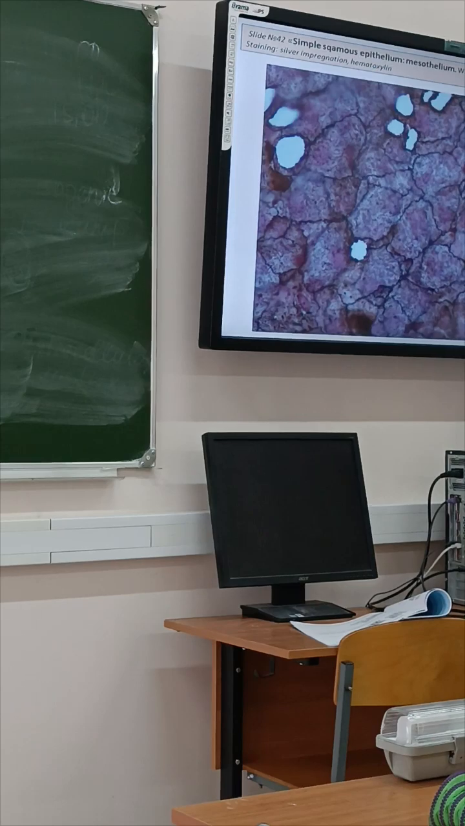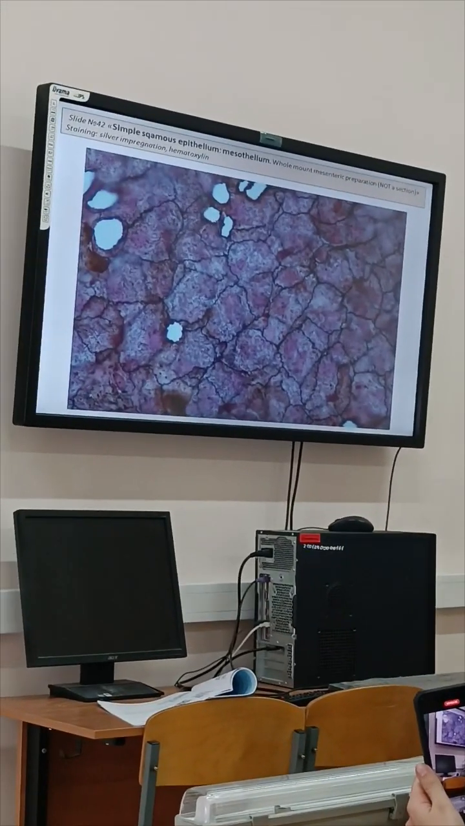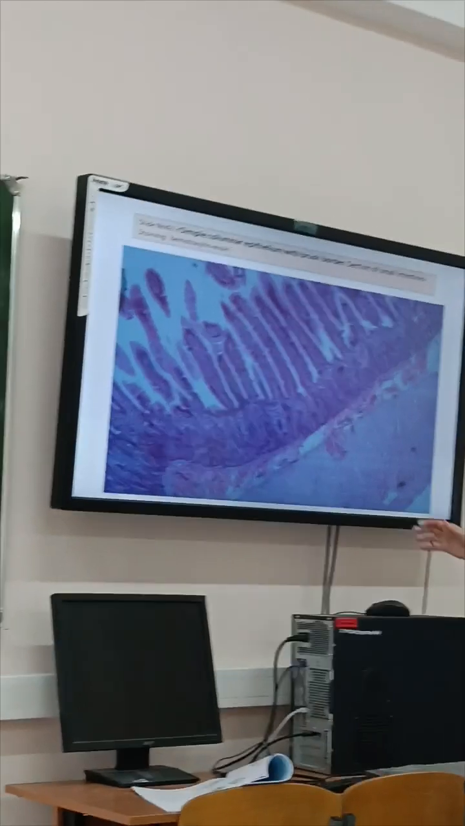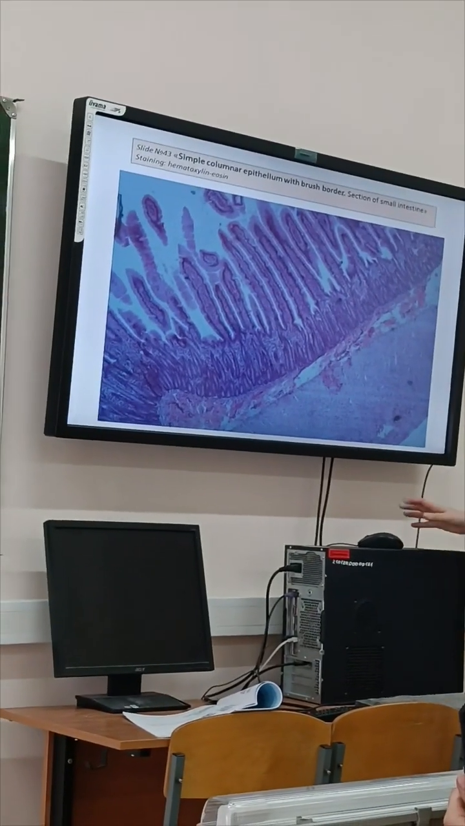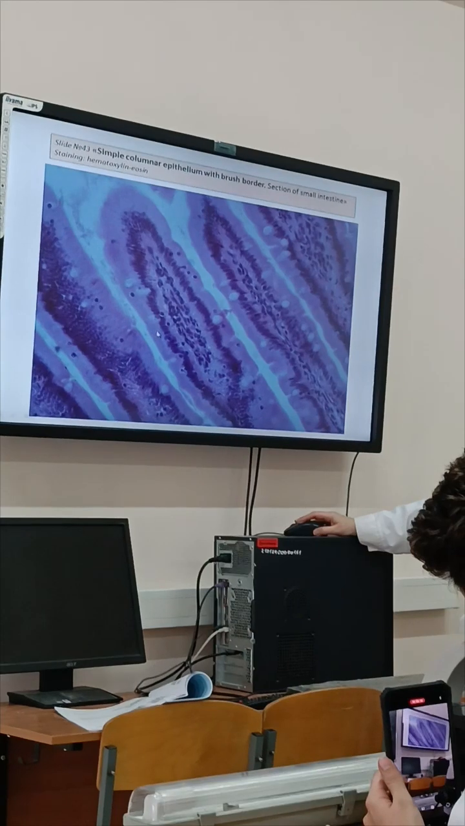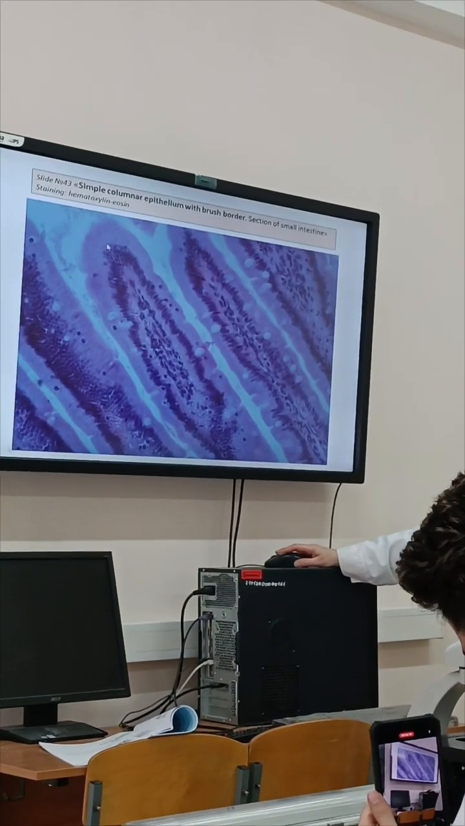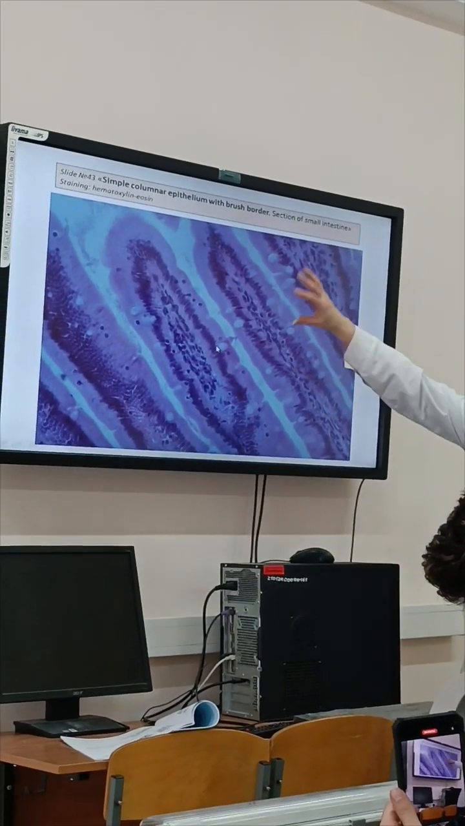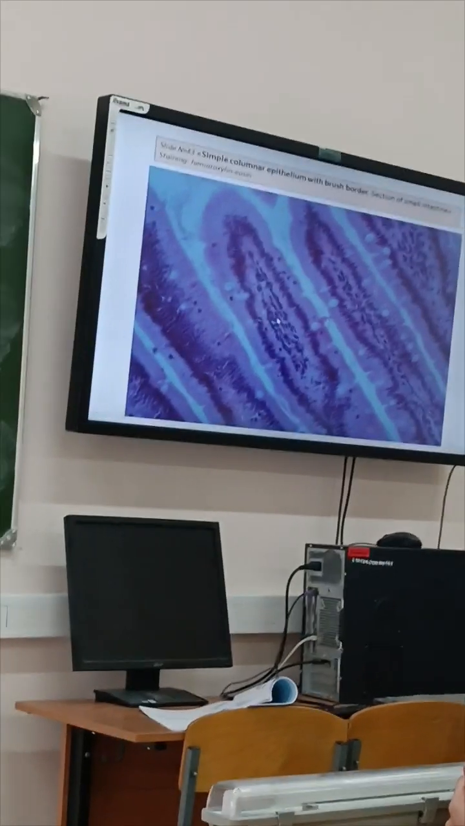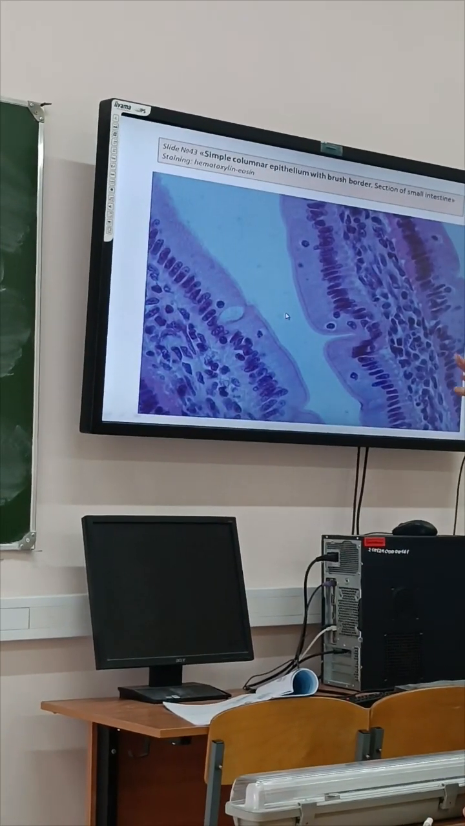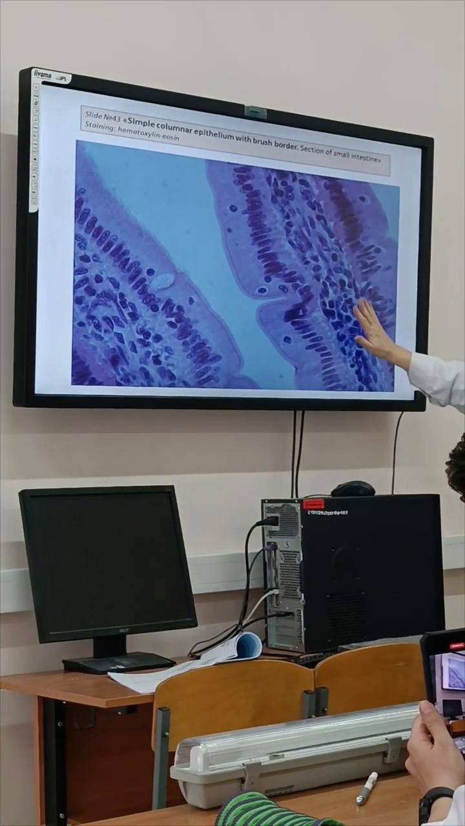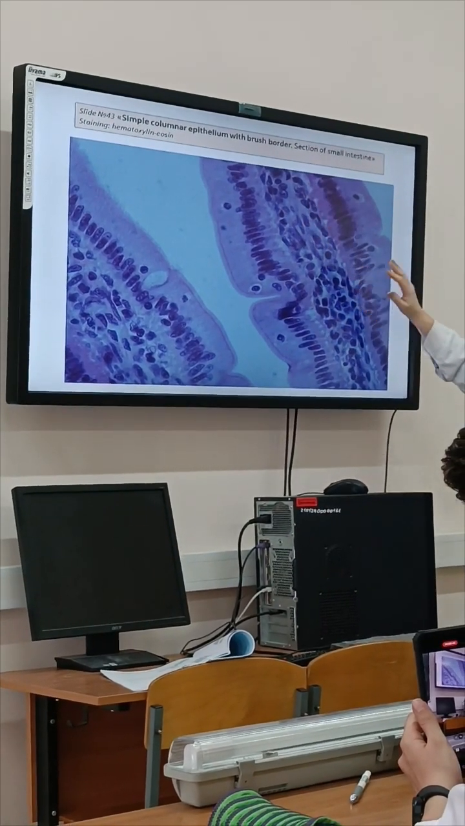What this is: simple squamous epithelium. Different: this is villi of intestine at high magnification, and this is the epithelium that covers the villi. This is the underlying connective tissue. And this is a higher magnification of this epithelium. This is the underlying connective tissue.